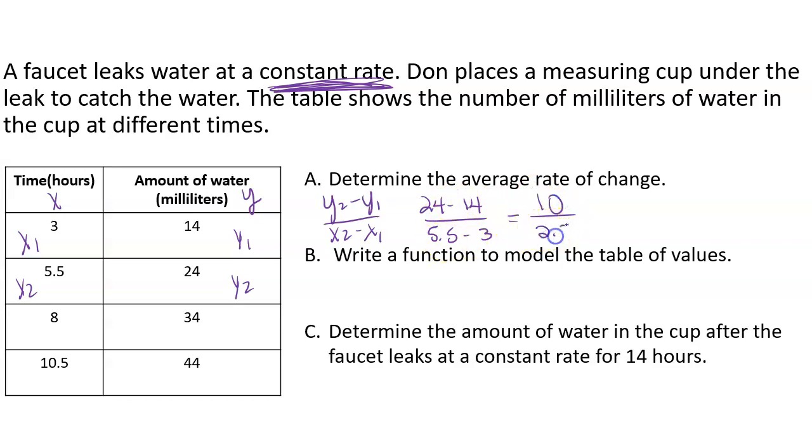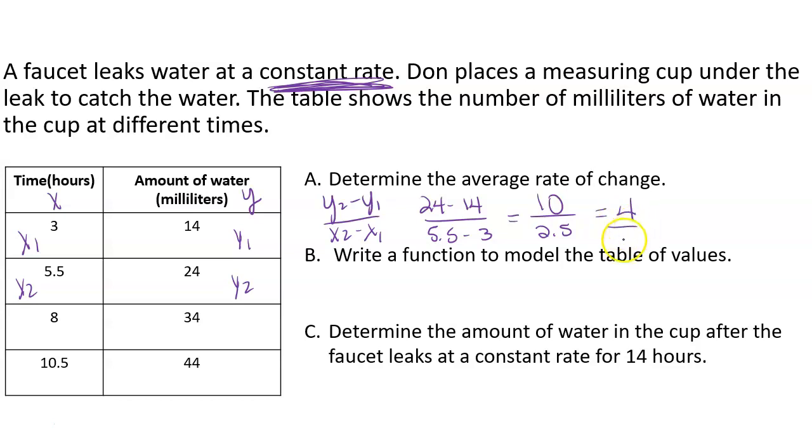24 minus 14 is 10. 5.5 minus 3 is 2.5. And then that would simplify. So 10 divided by 2.5 is going to give you 4. So my rate of change is 4. Now, think about what that 4 means. Okay? Because you could say 4, but if you don't understand what the 4 represents, it's not enough.